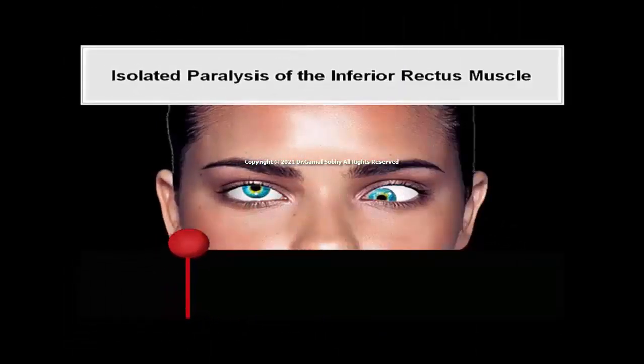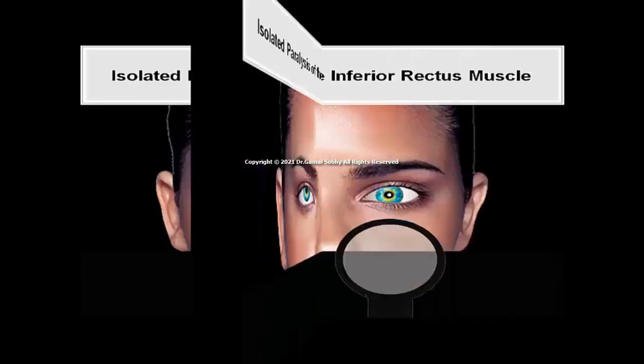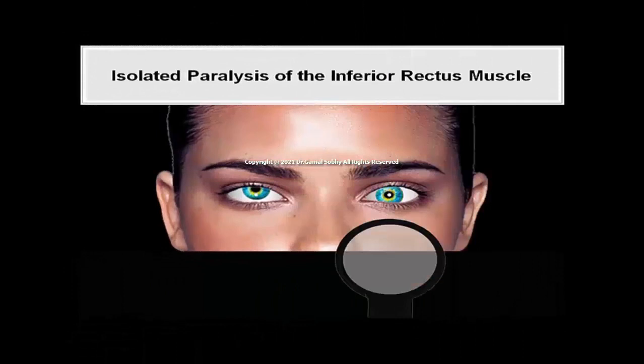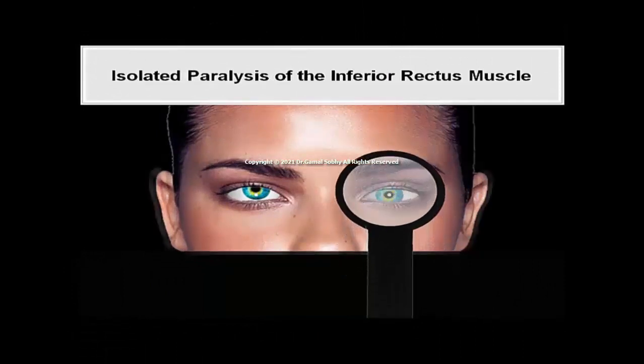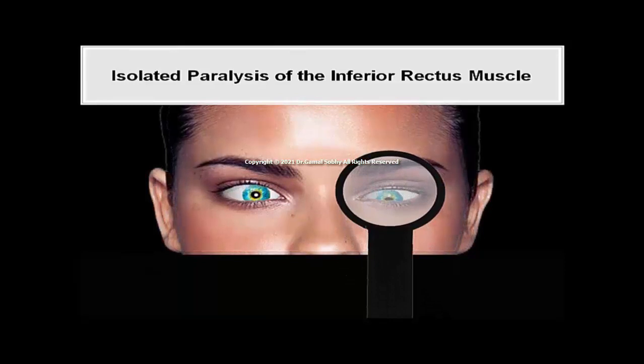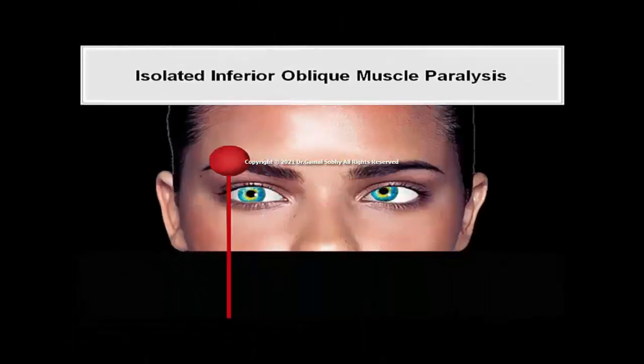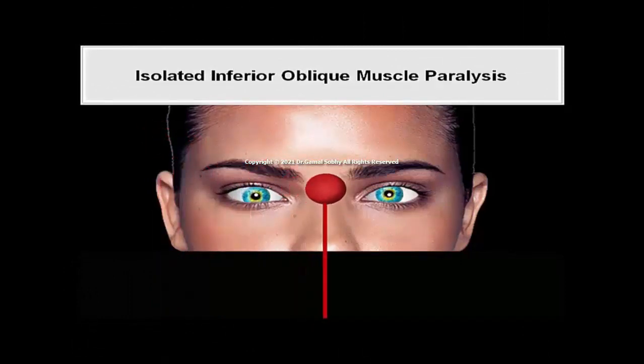In isolated paralysis of the inferior rectus muscle, the affected eye is hypertropic in primary position with limited depression in abduction and normal depression in adduction. When the patient fixates with the paralytic eye, there is hypotropia and pseudoptosis may occur in the sound eye, creating diagnostic difficulties. An isolated inferior oblique muscle paralysis is the least likely muscle to become paralyzed.